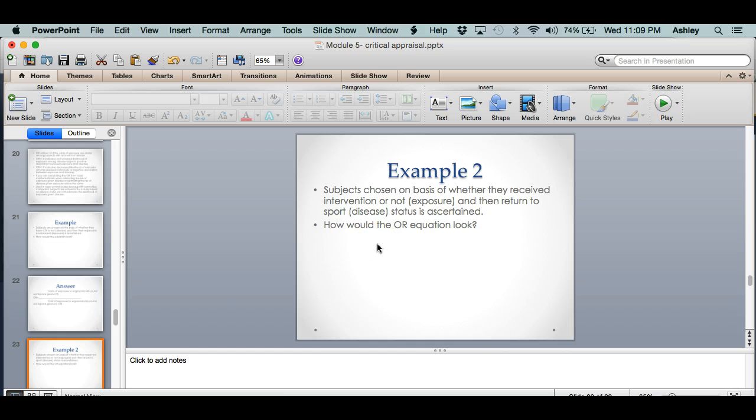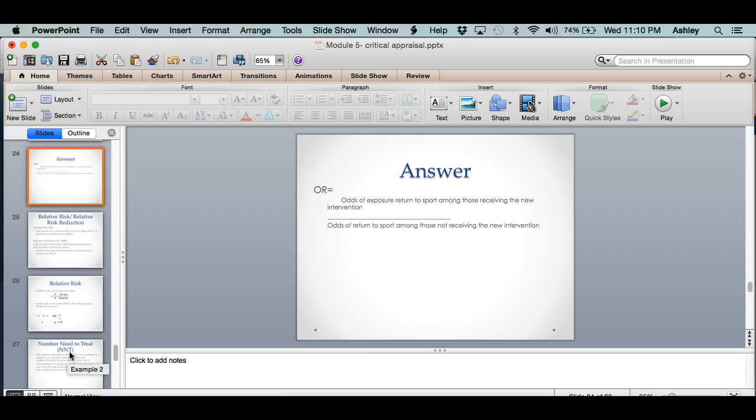Now, using another example, subjects are chosen on the basis of whether they received intervention or not, and then return to sports status is ascertained. So again, I'm using the same examples from the previous slides within this deck. I'm just putting it in a way that you would understand how that equation would look. So in this case, it would be odds of exposure, return to sport, among those receiving the new intervention divided by odds of return to sport among those not receiving new intervention.